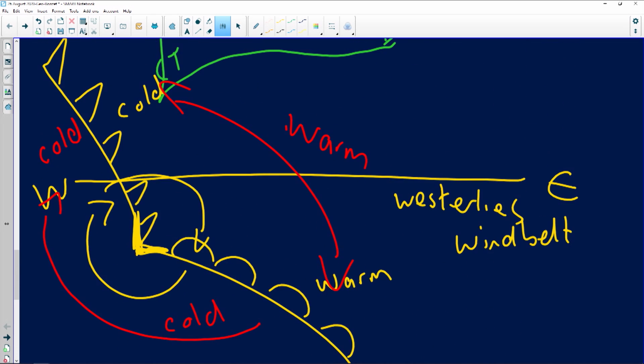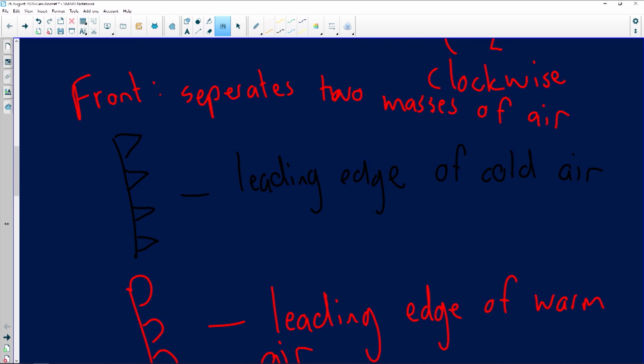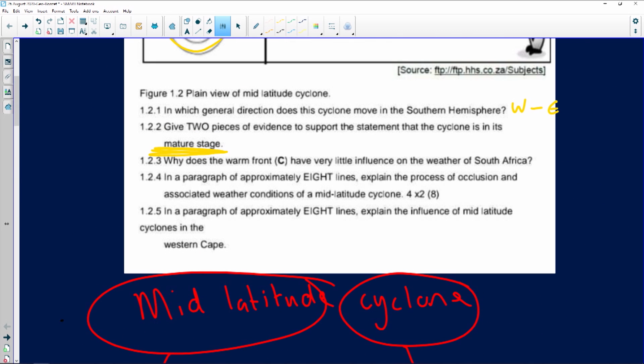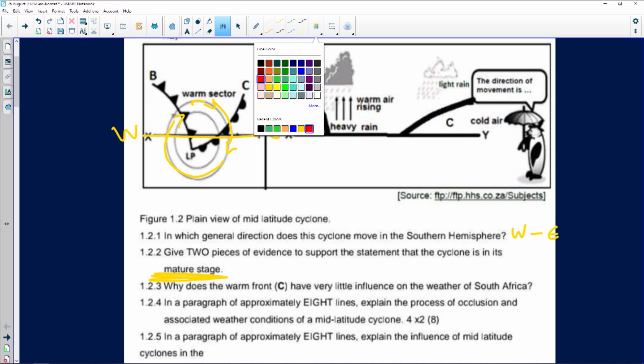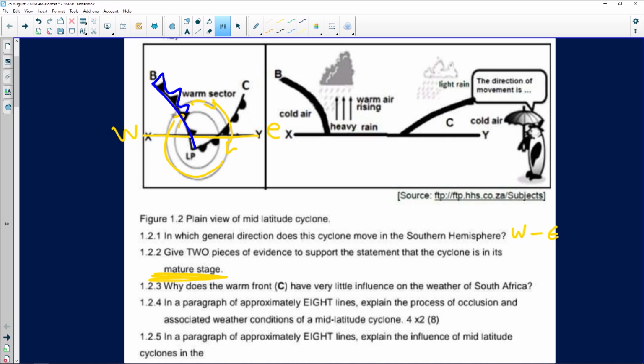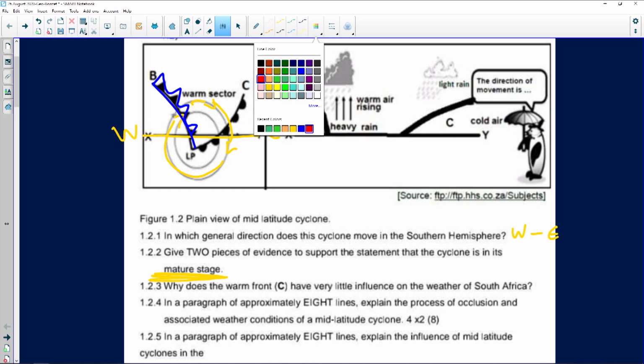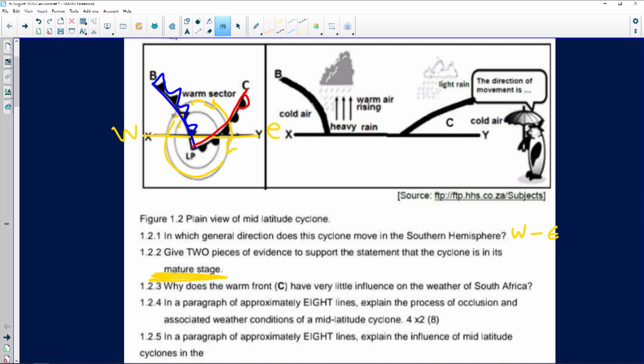Now, if we look at our question, they told us that this image given to us is in the mature stage. The simple reason why is because two distinct fronts have already developed. There's the cold front and our warm front. Two distinct fronts have developed. As you can see, there's a clearly distinctive warm front, and you have your cold front.